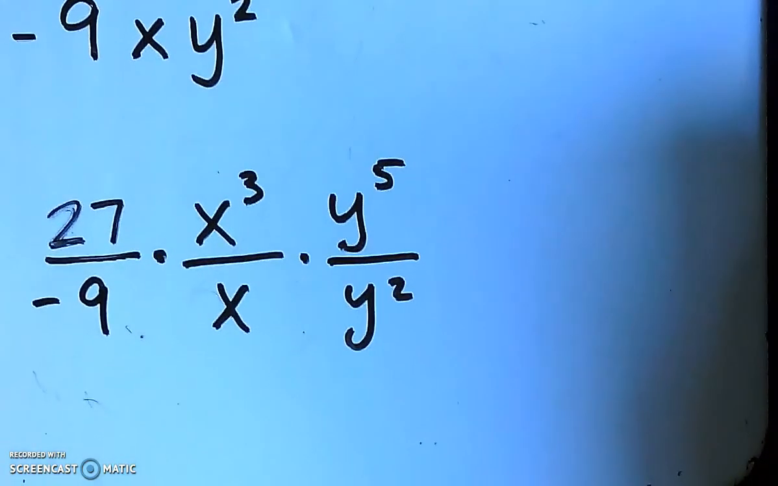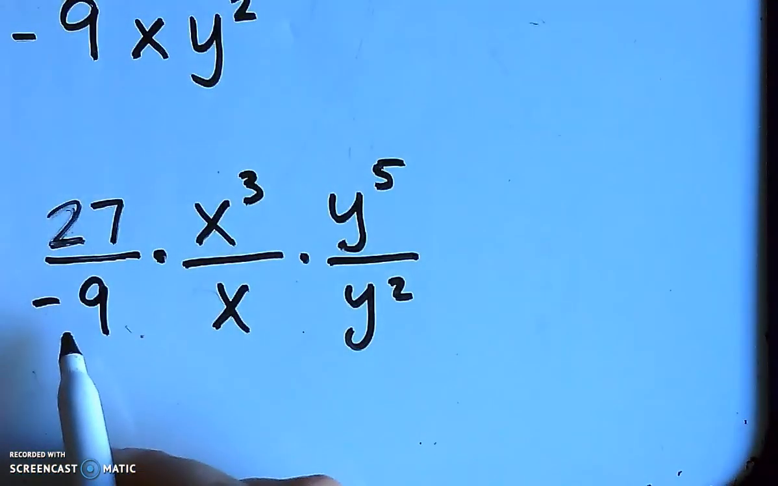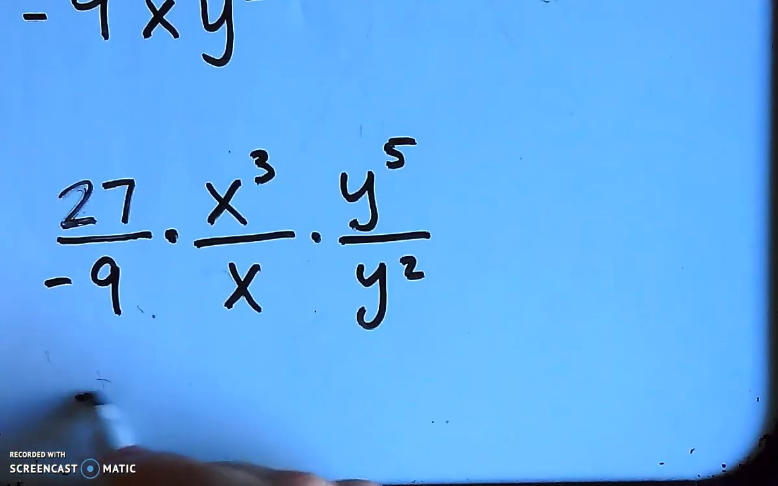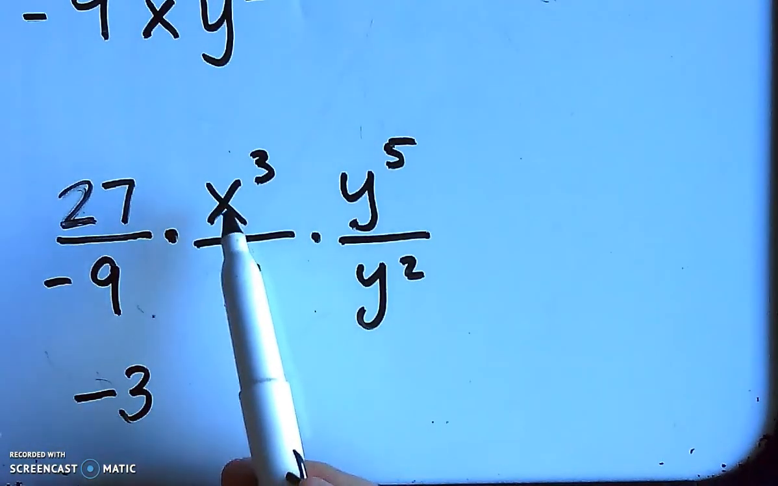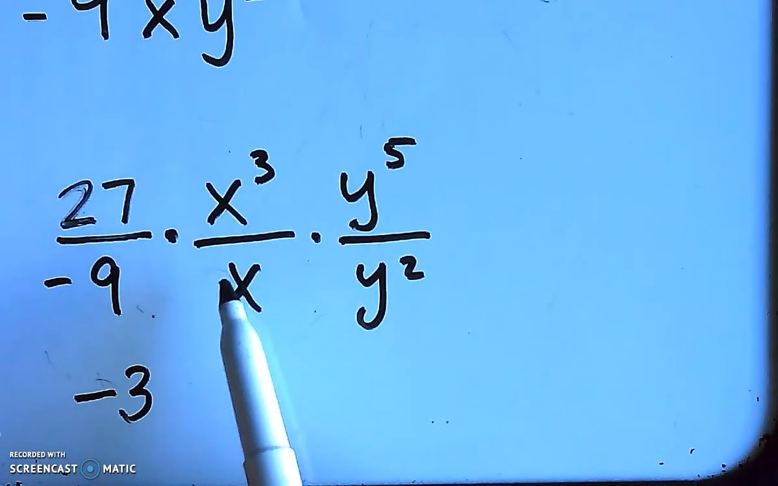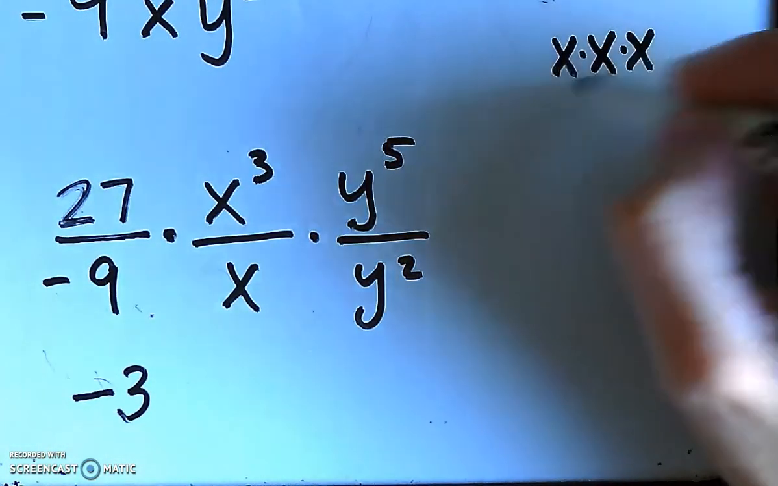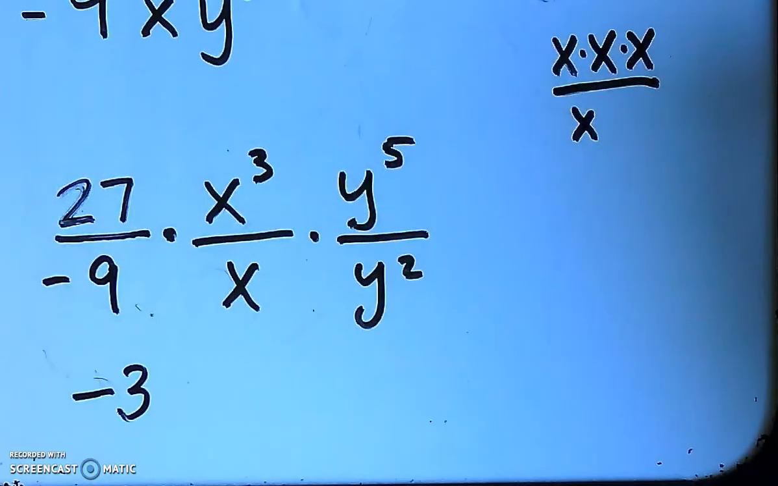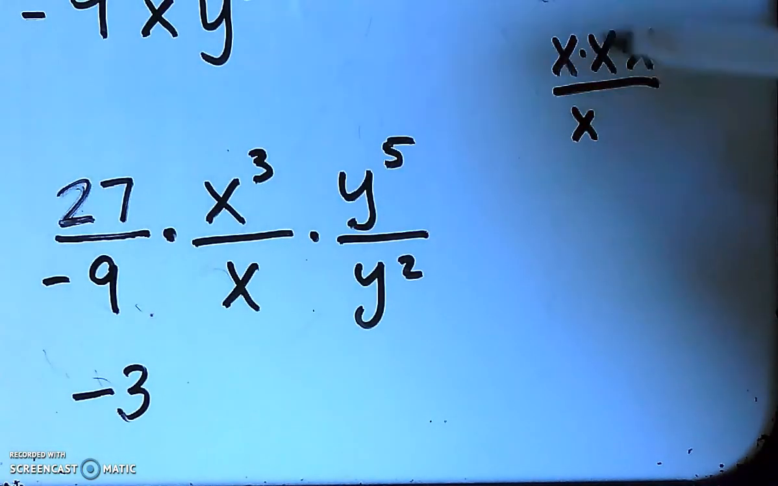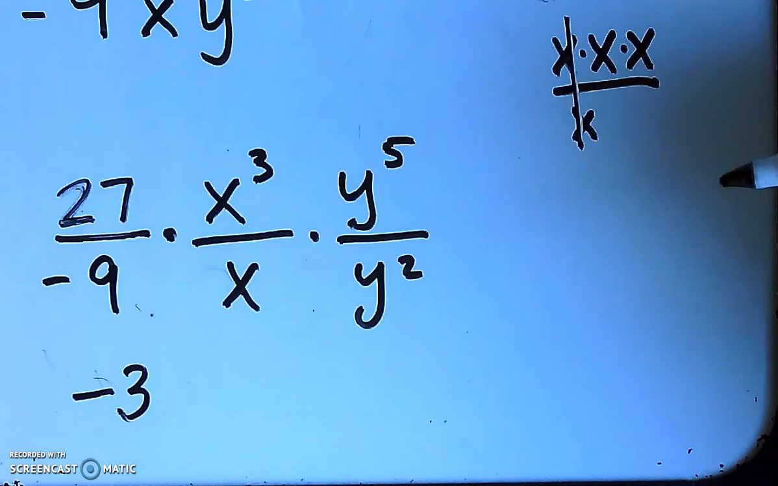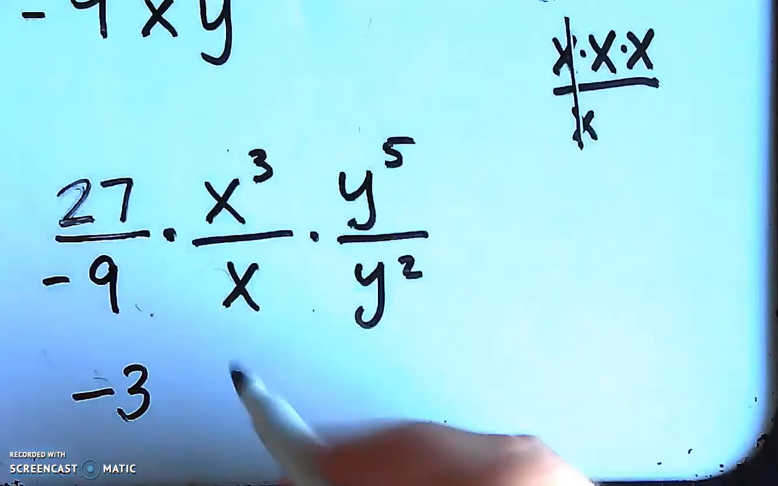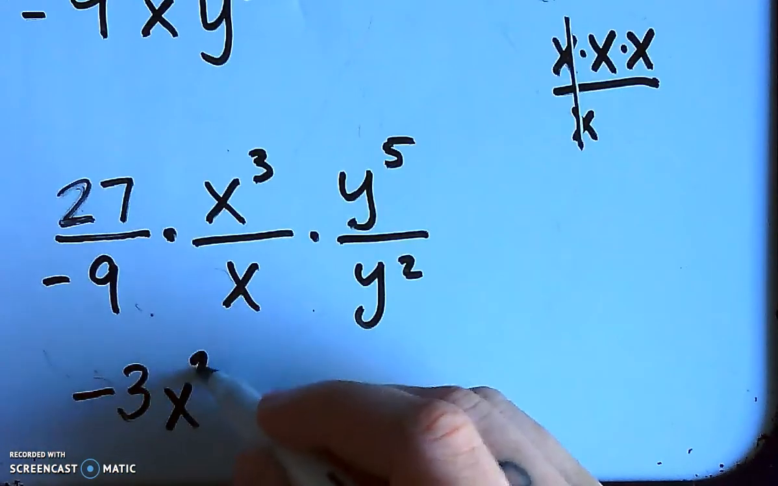So if we do that, again, 27 divided by -9 gives us -3. X to the 3rd over x, if we showed that in expanded form, remember, is x times x times x, all divided by x. And when I have the same thing in the numerator and denominator, they cancel and give me 1. And now this is 1 times x times x. So for the x's, all I have left over now is x squared.